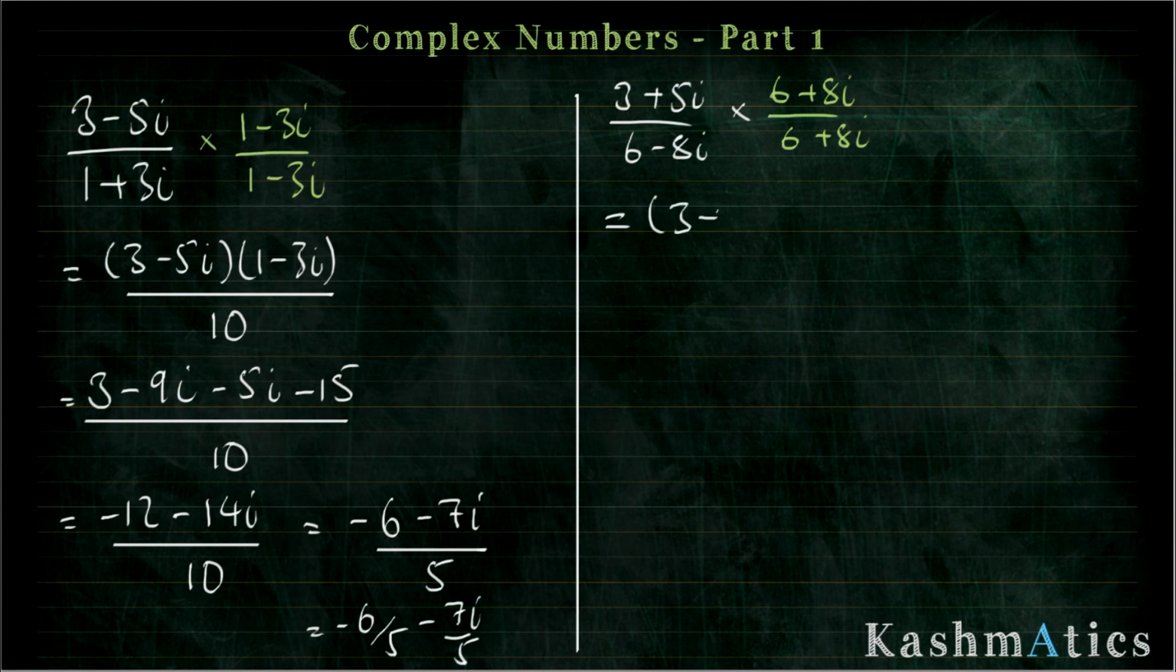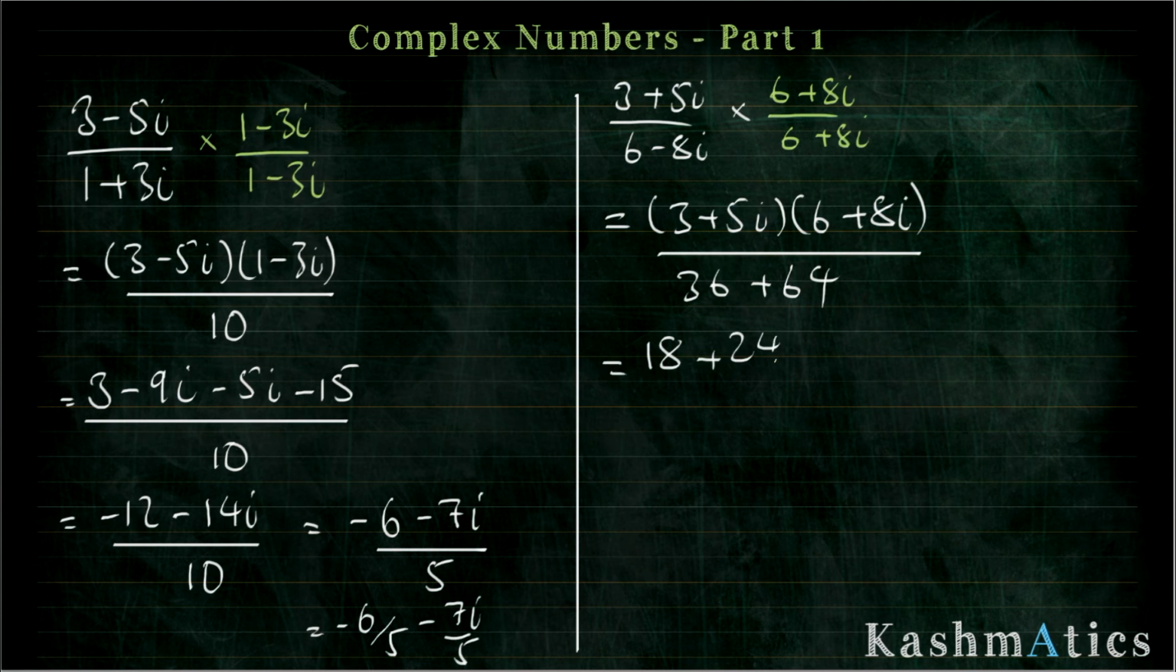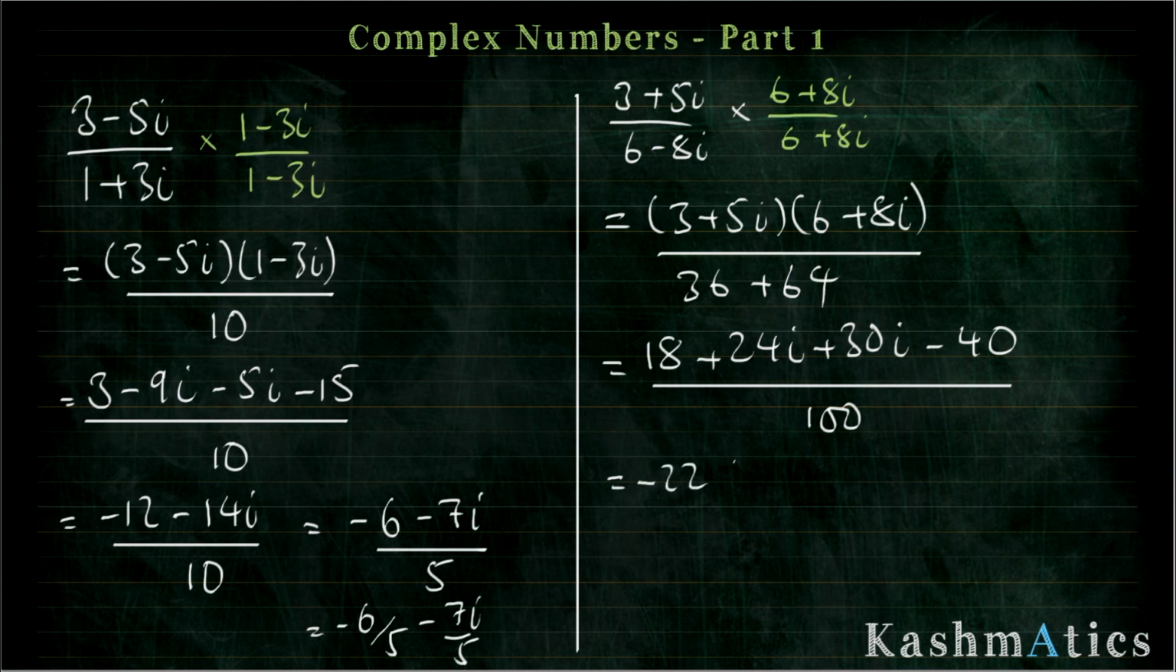Okay, so the top becomes 3 add 5i multiplied by 6 add 8i, all over, now this will be 36 plus 64, which is 100. So let's sort out the top. That'd be 18 plus 24i plus 30i, and this will be take away 40, and this will be 100. Let's simplify a bit more. 18 take away 40, what's that? Minus 22, and 24i plus 30i is 54i, all over 100, which simplifies to minus 11 over 50 plus 27i over 50.